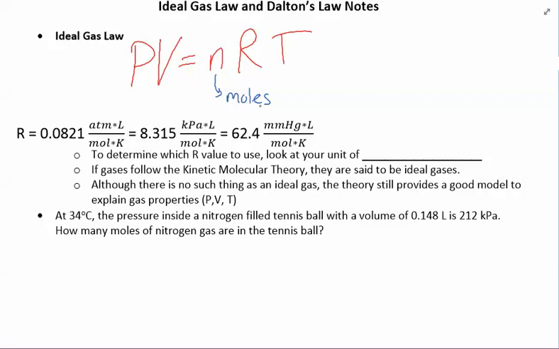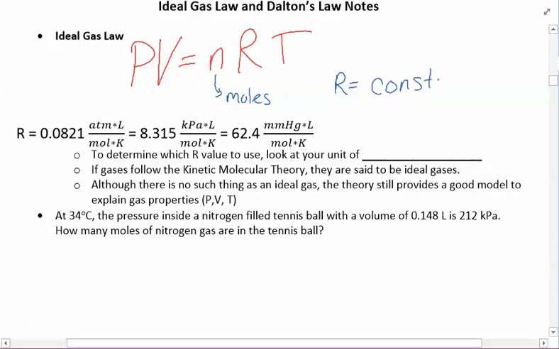So n is moles. R is a constant for us. It's the ideal gas law constant. So you'll notice we have three specific values listed here. Most often in ideal gas law problems, we're going to use this middle one. Notice the units that are assigned for it. You have kilopascals, liters, moles, and Kelvin.